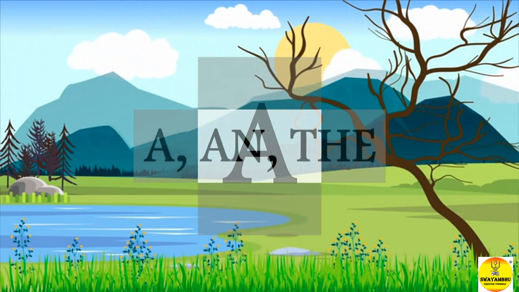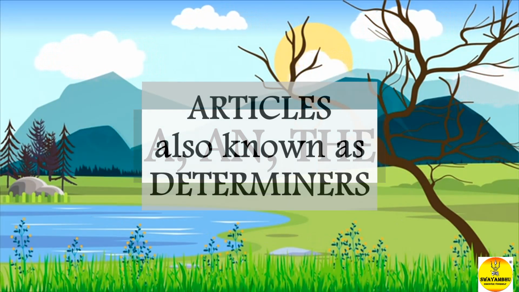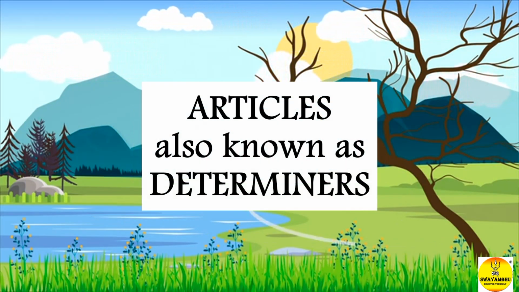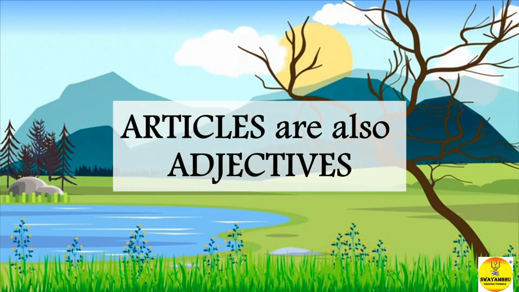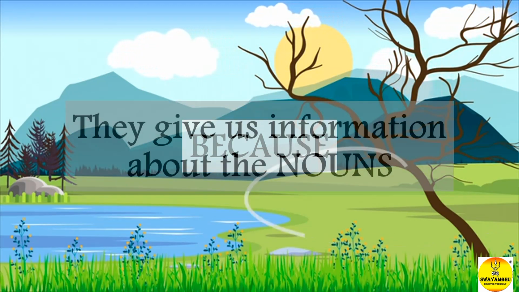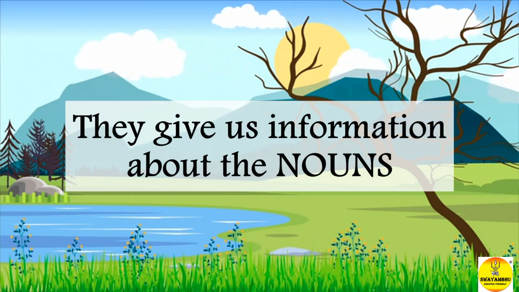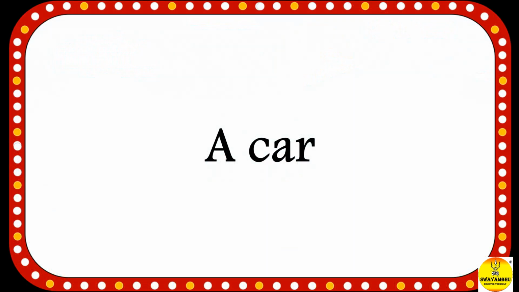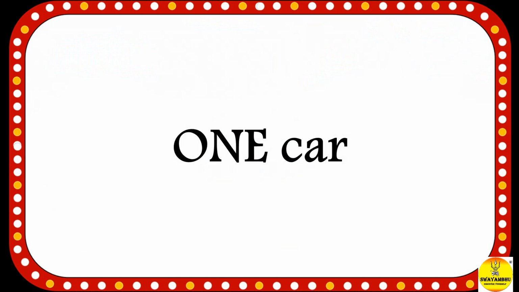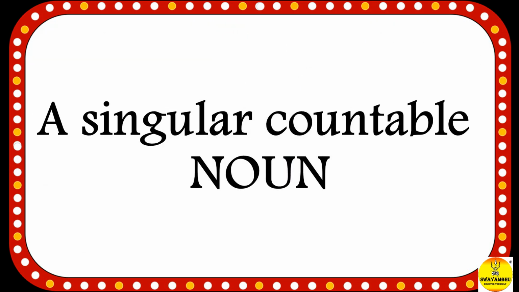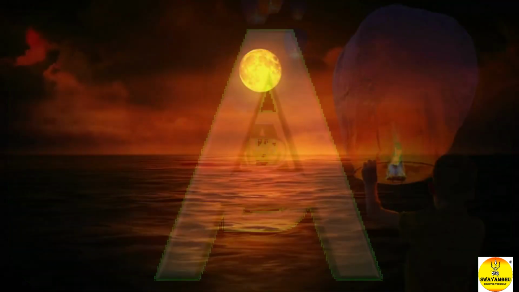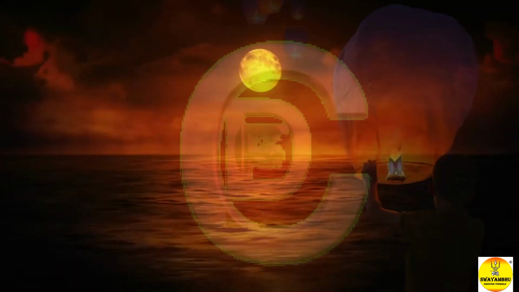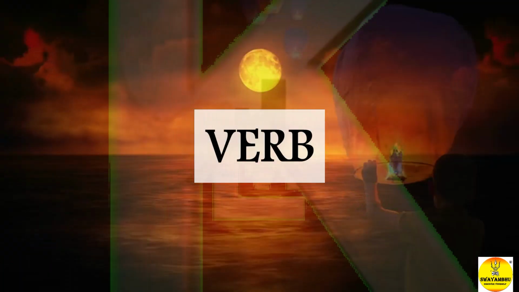Have you noticed one more adjective? A. A and the are articles in English, also known as determiners. But articles are also adjectives because they give us information about the nouns. A car, one car, a singular countable noun. Got it? Yes.